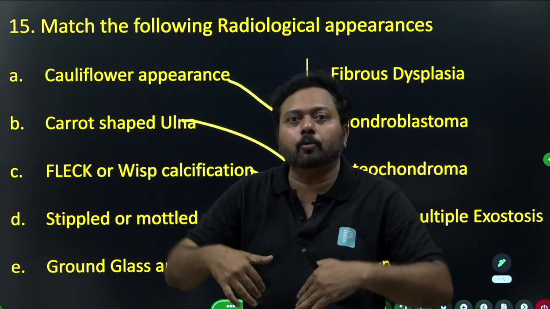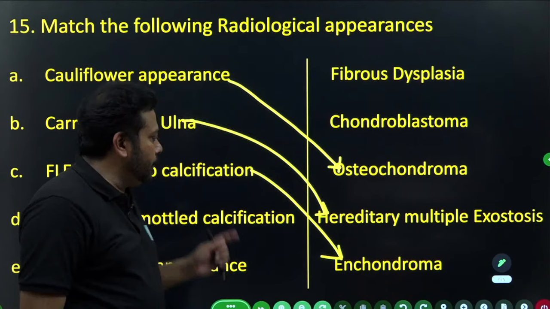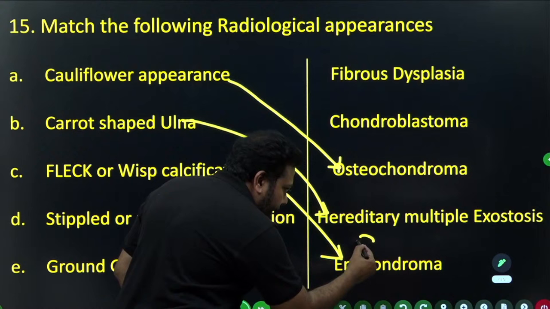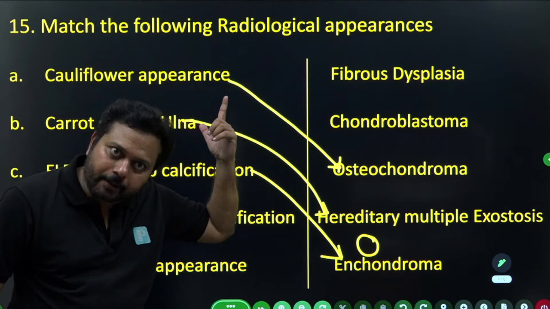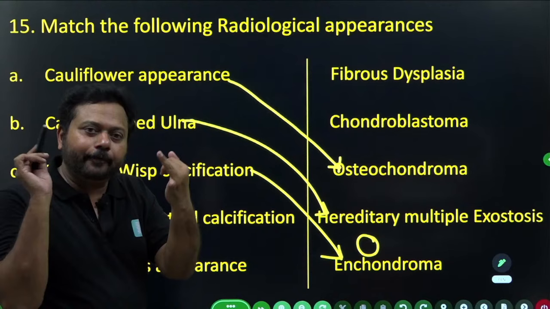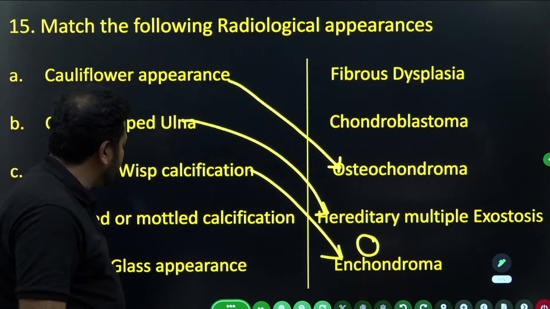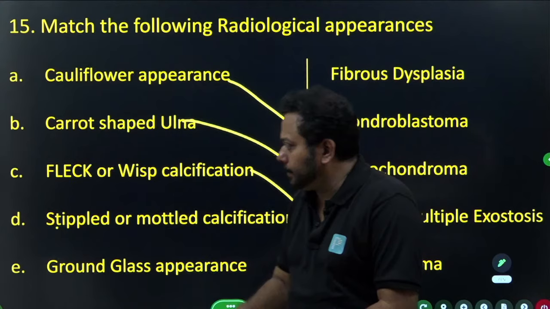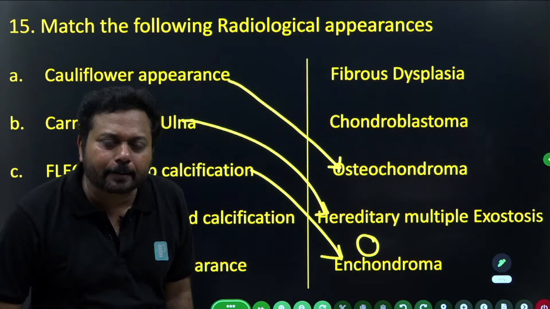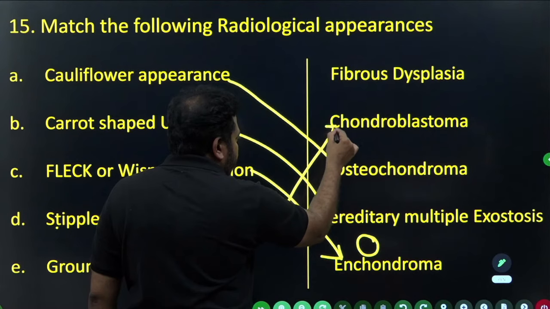The appearance is a fleck or wisp of calcification, an osteolytic lesion exactly like an O. This has one more name. In our old, time-honored Robbins, this is called the O-ring sign. So whenever they ask a question with O-ring sign, wisp of calcification, fleck of calcification, the answer is enchondroma. Stippled calcification, otherwise mottled calcification: when they use the word stippled calcification or mottled calcification, the answer is chondroblastoma.